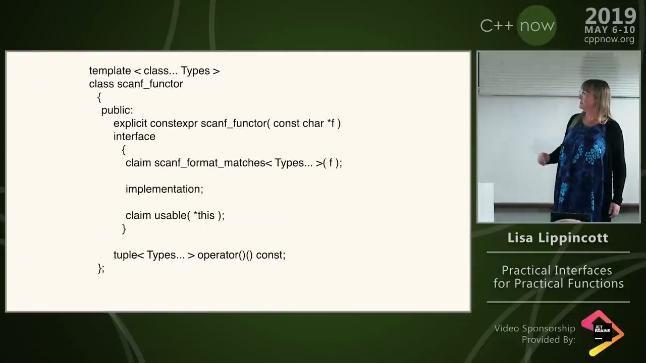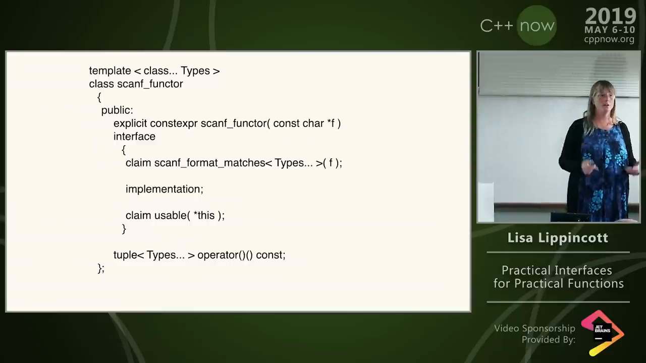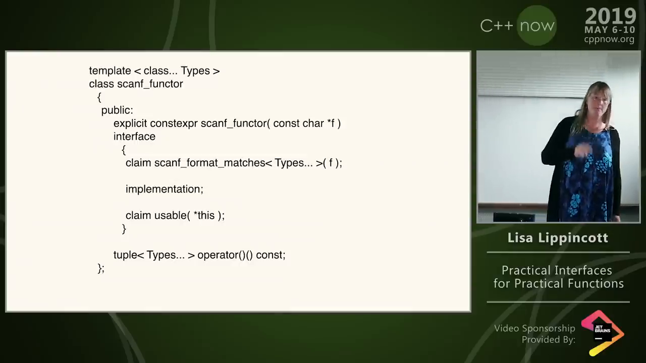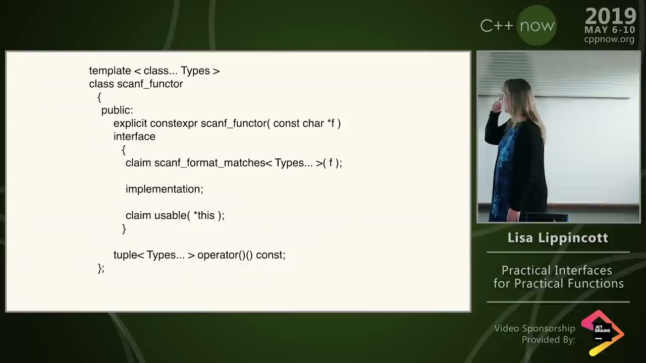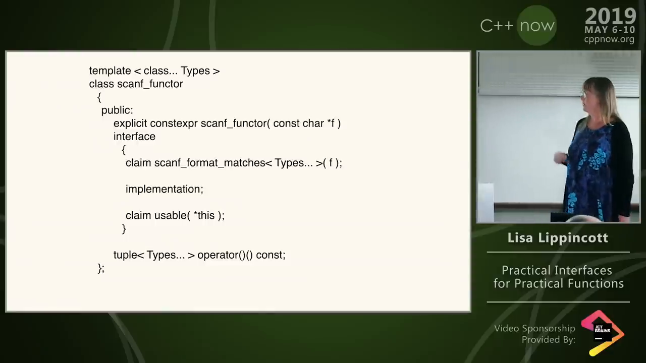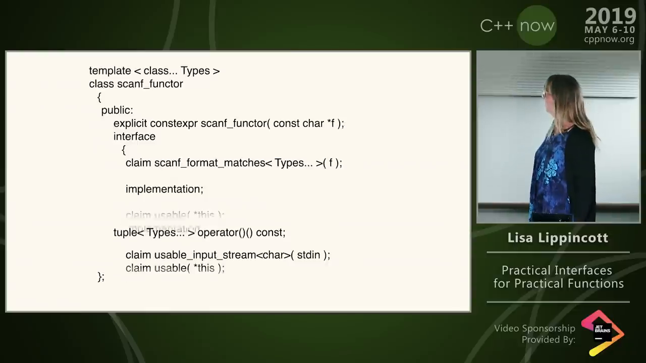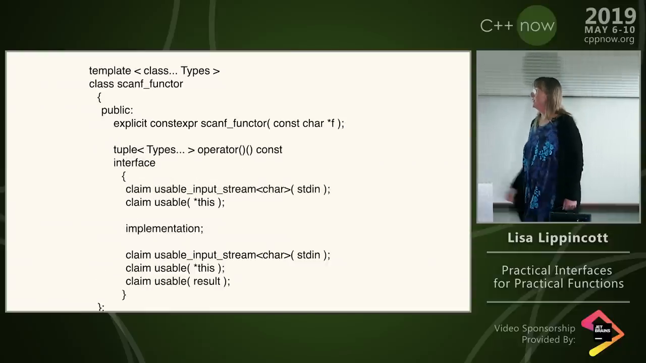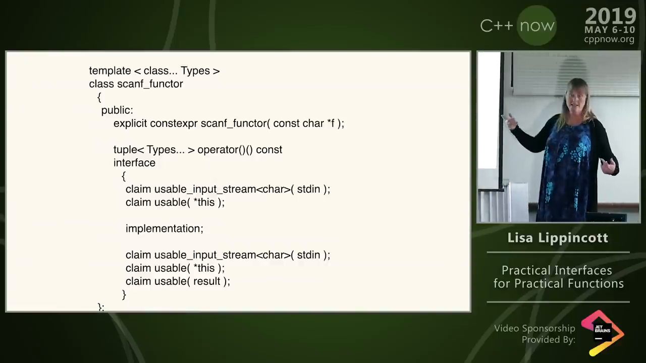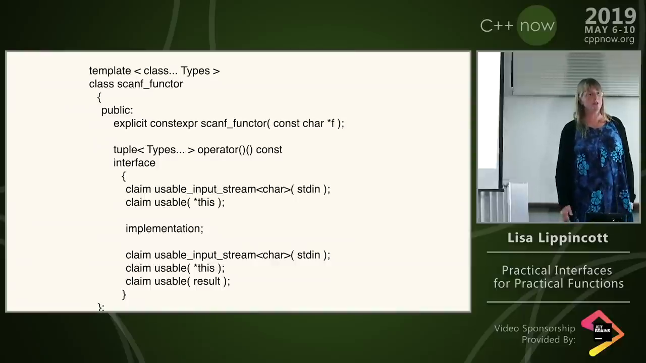And this is the interface for the constructor. In order to call the constructor, you have to give it a format string that matches the type of the functor. I think I forgot to write in that the format string should also be usable, because it's part of the input here. But imagine that there. Operator parens, this is where you need STDIN. And you need STDIN and a usable functor, and you get usable results.